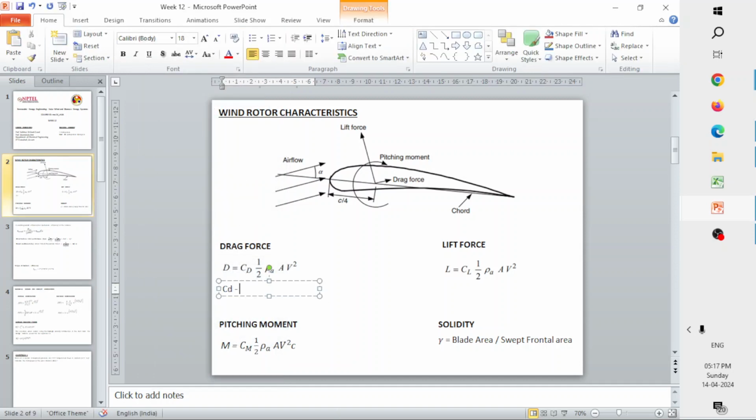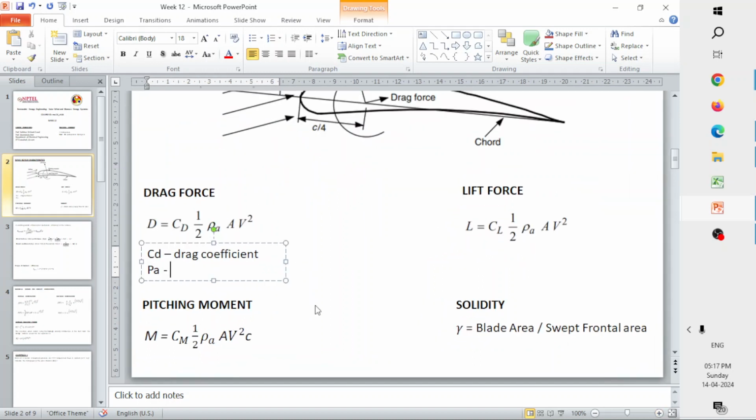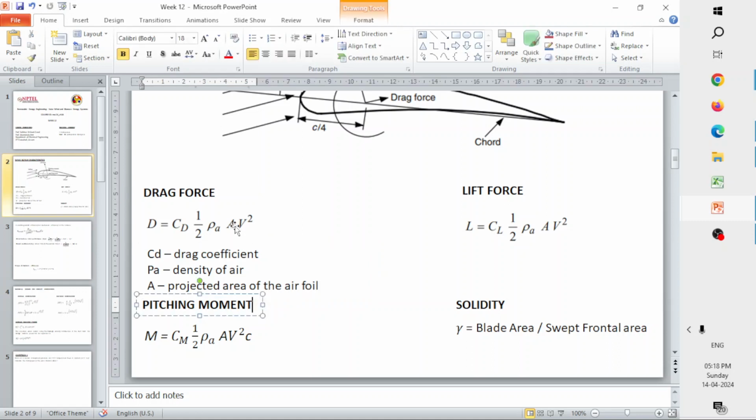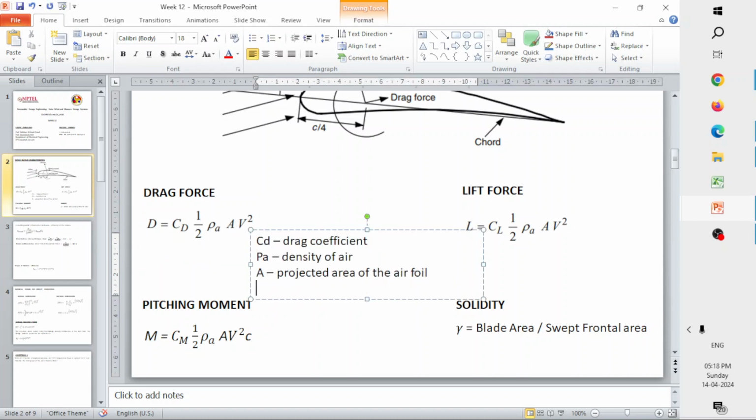CD is your drag coefficient, and rho is the density of the air. Let me just zoom in. A is the projected area of the airfoil, and V is your free stream velocity, or the undisturbed airflow.